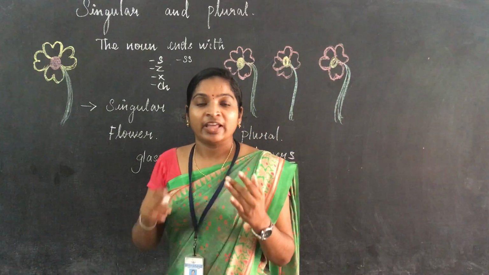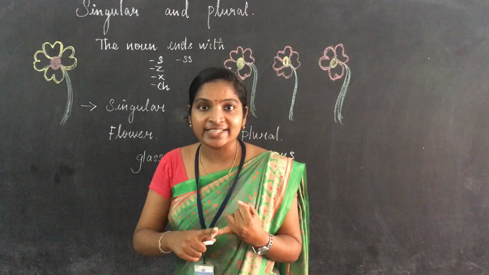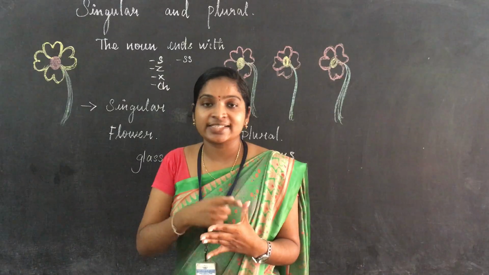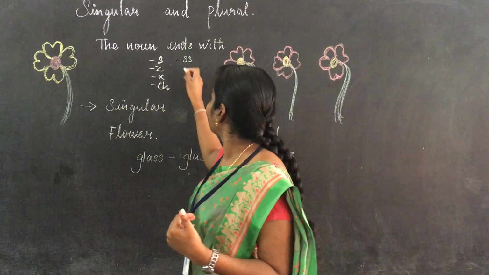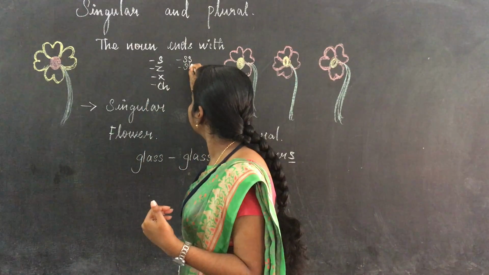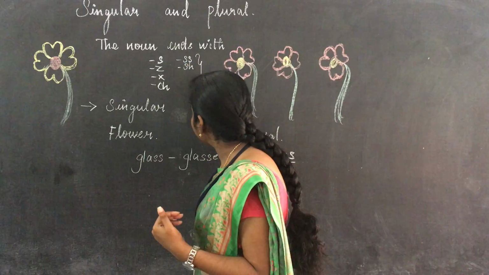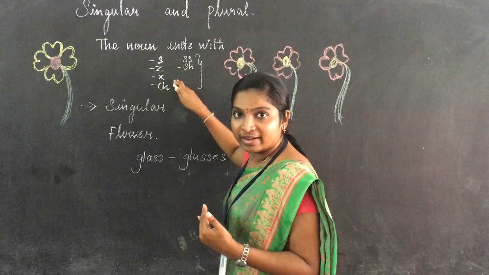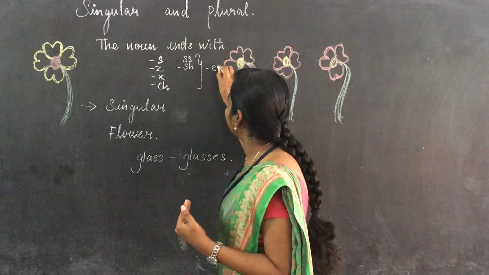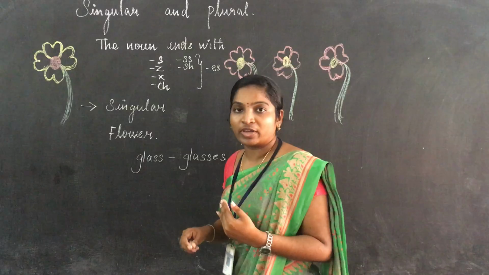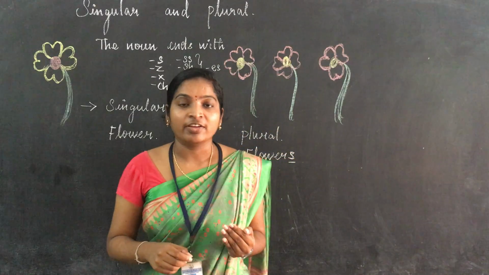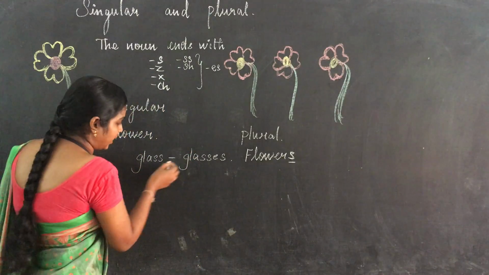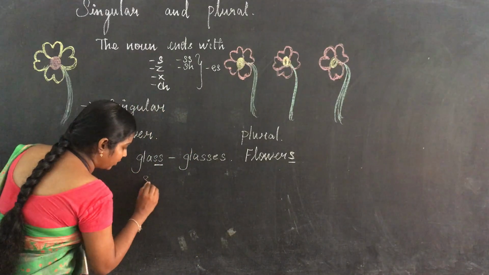Again, I am repeating. If the noun ends with s, z, x, sh, ss, ch. I missed sh and ch. For the noun that ends with these letters, we have to add es. Okay, let us see what the words are. First, if you take the example, this ends with ss in singular.